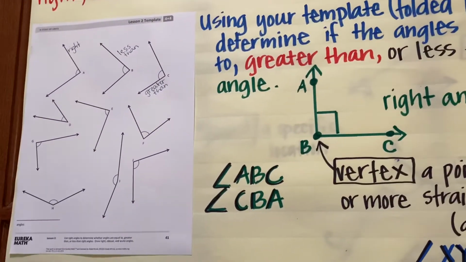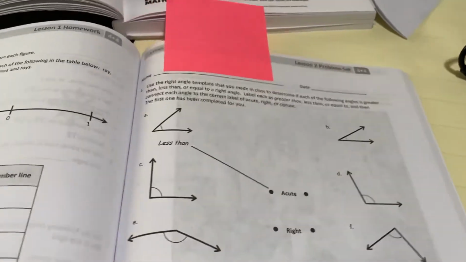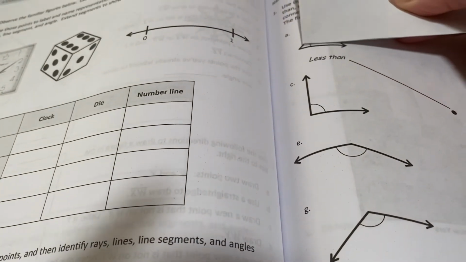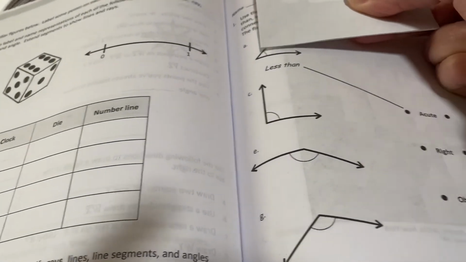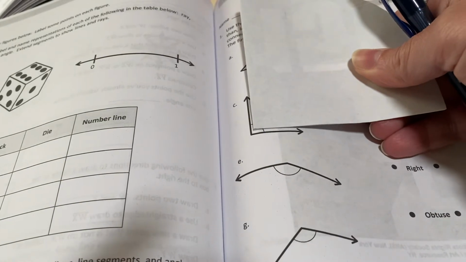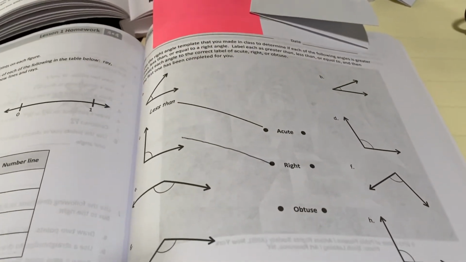All right. In our practice book, it's pretty simple. You're going to be using your template and matching up. So with my template, I know that this one is less than, and less than was acute. I'm going to go to C. My template fits right in there. That equals a right angle. So I'm going to draw right to my right angle.